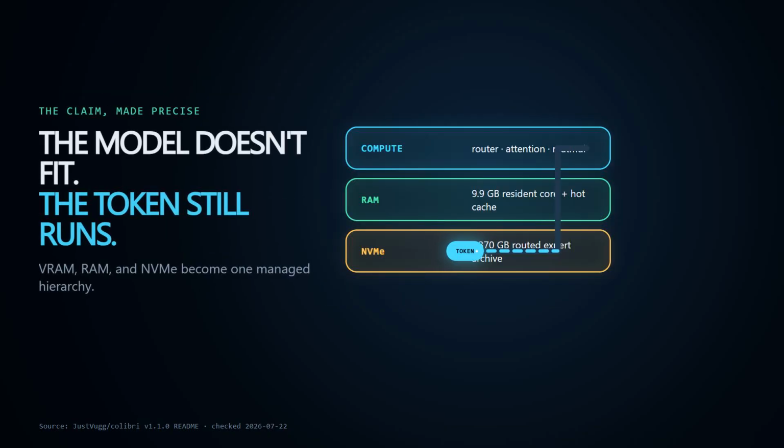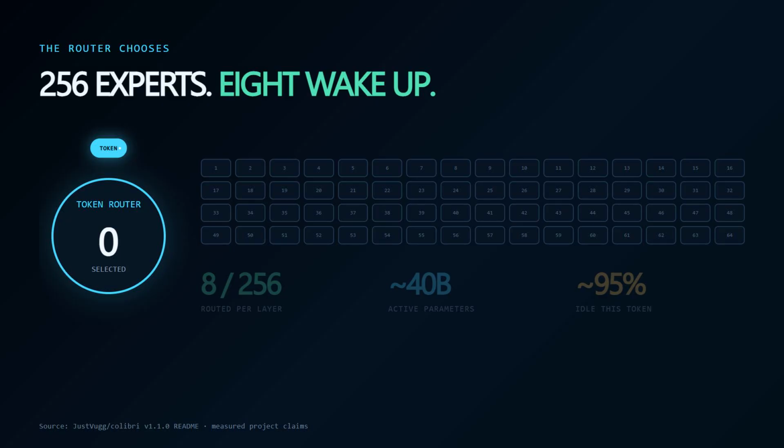That sounds like the whole model somehow fits in 25 gigabytes. It does not. The real trick is more interesting. Colibri stops treating RAM as a box the model must fit inside. It treats VRAM, RAM, and NVMe as one managed memory hierarchy, then moves only the weights the router proves this token needs. Follow this token through the system, and the claim becomes precise.